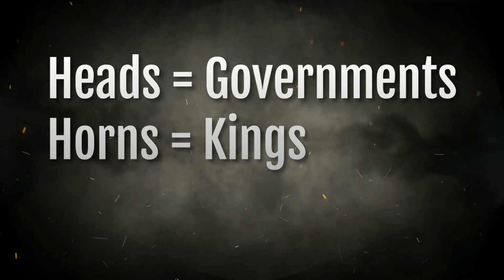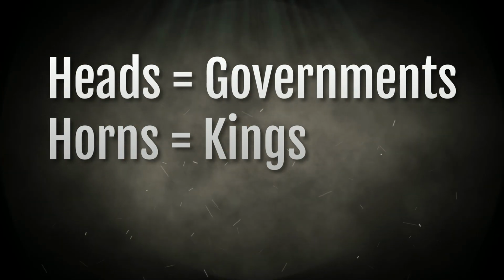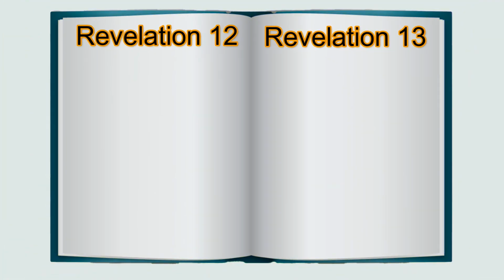Remembering that heads represent governments and horns represent the kings who ruled over those governments, I want you to see the dragon in Revelation 12 and the beast in Revelation 13 as 2 references to Satan's kingdom. However, what you must understand is that these 2 references are focusing on different aspects of Satan's kingdom.